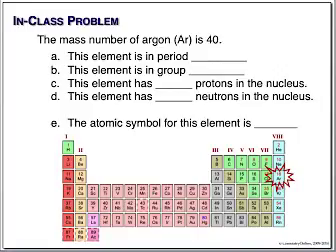Well, period. Remember, periods go across. So it's in our 3rd period. It's in group 8. If the atomic number is 18, it has 18 protons. If the mass number is 40, that means it must have 22 neutrons. And finally, putting it together in a symbol, it would look like this. Any questions?